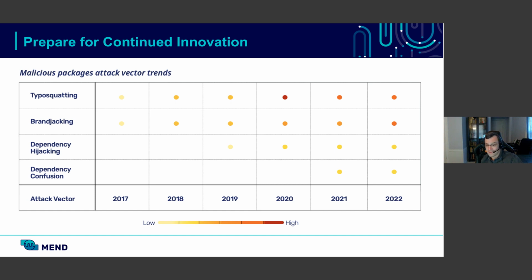Brand jacking, talked a little bit about that, right? It's growing. It's definitely growing. The ones that are coming into play now in the last couple of years are really dependency hijacking and dependency confusion. What I was talking about, like latest and things like that. These are the trending vectors. It's important to note, though, the old ones aren't going away. It's just that the bad actors are finding new ways. They haven't really abandoned the old ways.